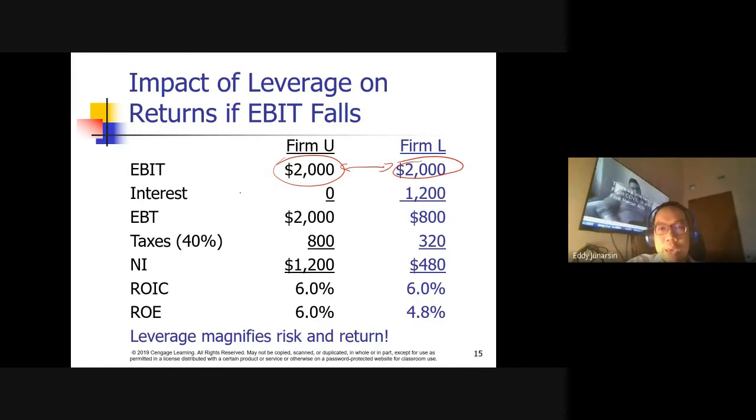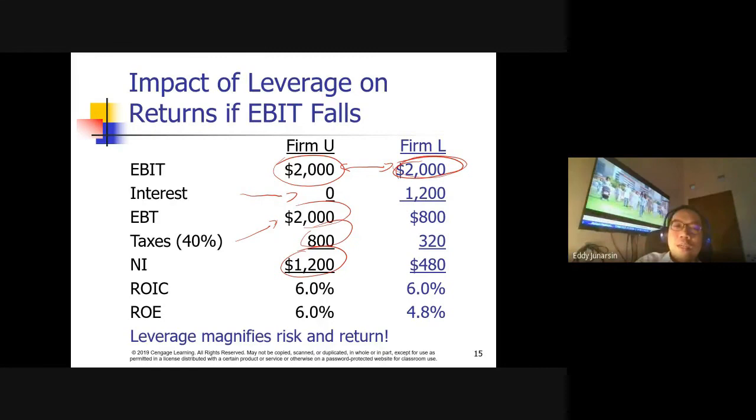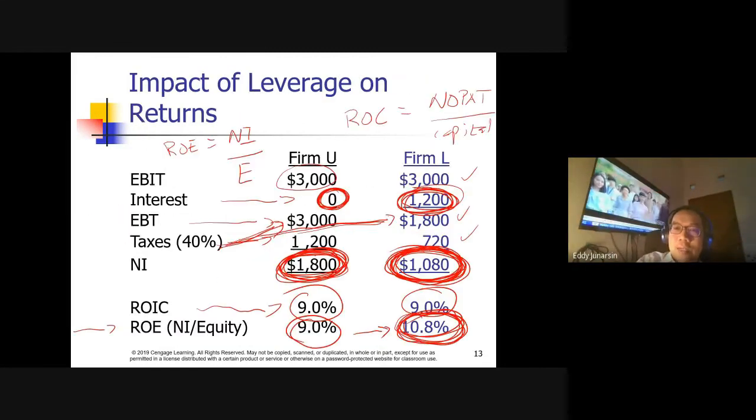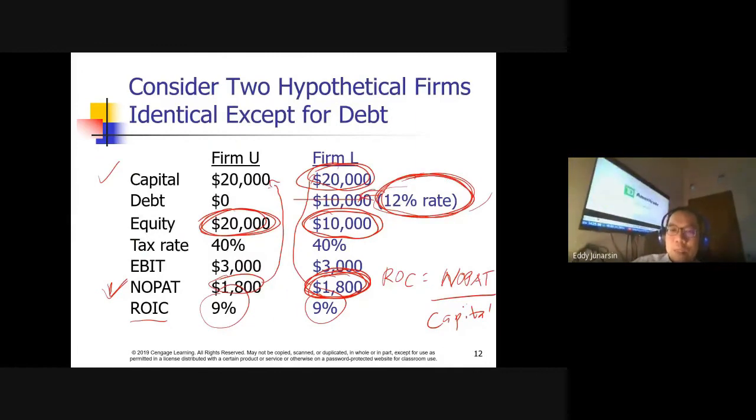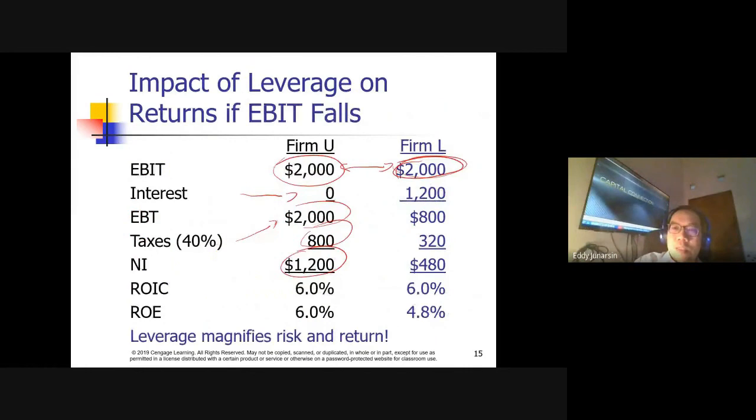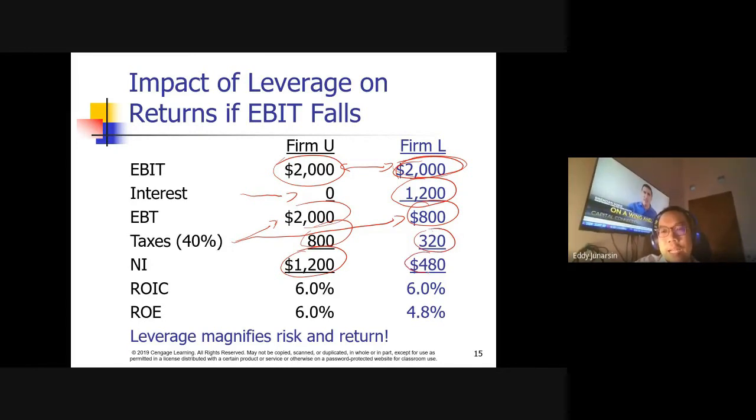So again, firm U doesn't pay any interest because it's not employing any debt financing. So EBT would be 2,000, and with the tax rate of 40%, the tax payment would be 800. Now the net income is 1,200. What about firm L? Firm L, we have EBIT going down as well, 2,000, but firm L has to pay 12% of 10,000 because it borrows 10,000. So the interest expense would be 1,200. So EBT would be 800 with the tax rate of 40%. This would be 320. And now the net income would be 480.